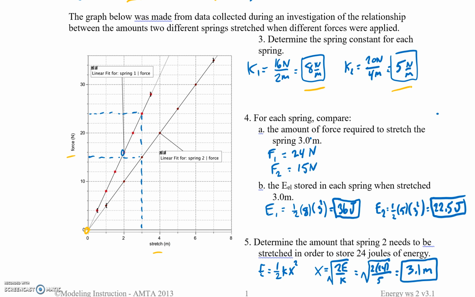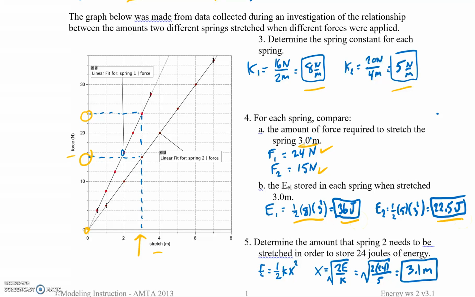The amount of force required to stretch the spring 3 meters. Just reading the graph, you're at 3 meters, and we have 15 newtons for the lower steepness line and 24 newtons for the line that's steeper. And those are the forces required on the spring to stretch it 3 meters.